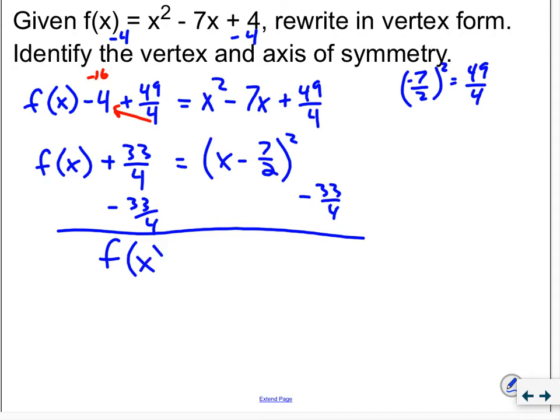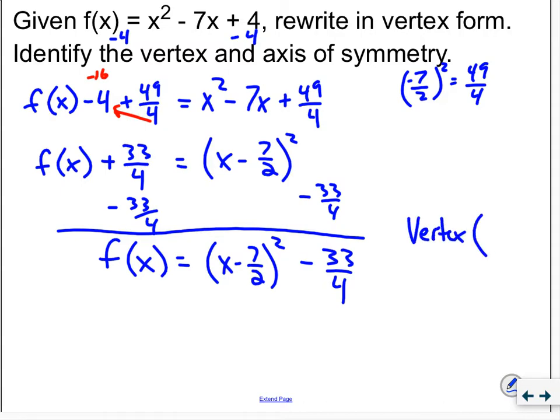So our function in vertex form is the square of x minus 7/2, and I subtract 33 over 4 from it. So the vertex is 7 over 2, -33 over 4. Ugh, yucky, but hey, it works. And then the axis of symmetry is x equals 7 over 2. So even with the fractions, we can complete the square. Let's see what else we have in store.